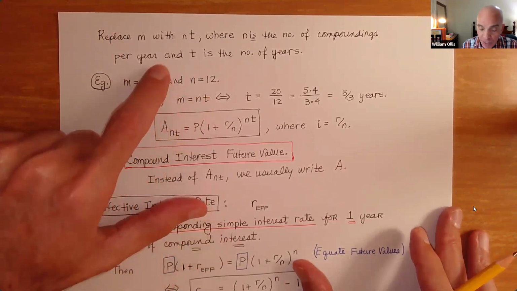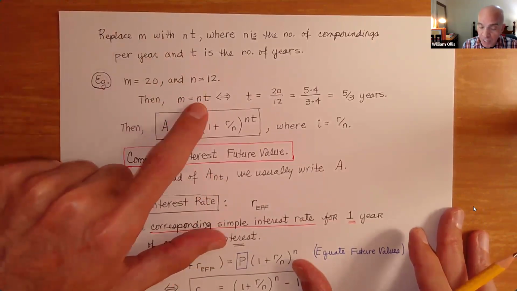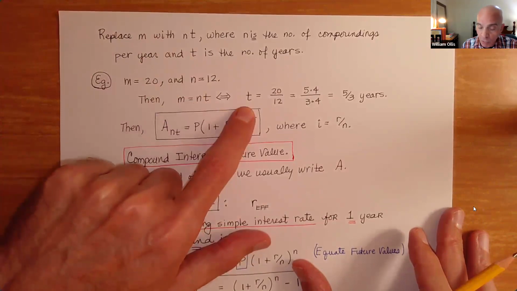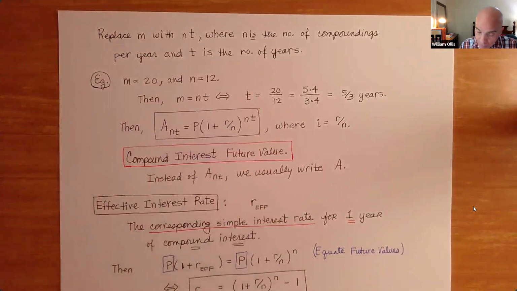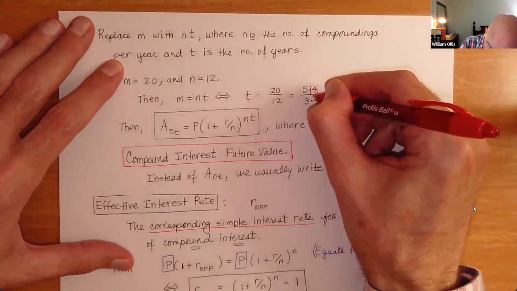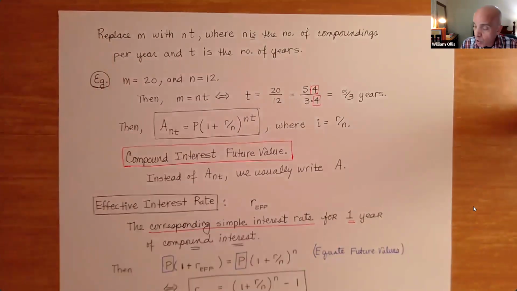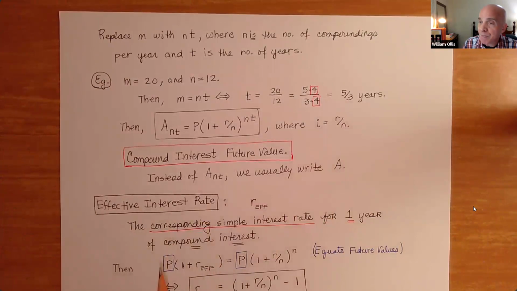Well, we can simply use the formula here to solve for T. So M is equal to N times T. So T would just be 20 divided by 12. And now, of course, we can see here that the 4s will absorb, and we're left with 1 2/3 years or 5/3 years.